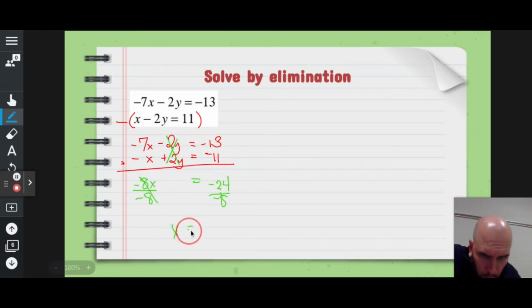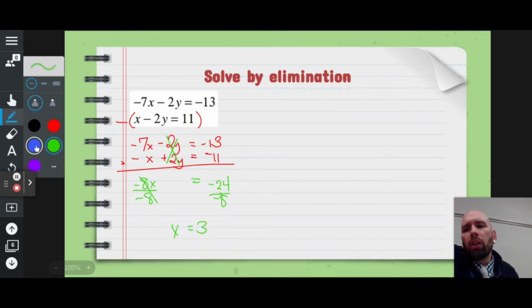And x equals 3. So now what I want to do is take this and plug it into any one of the equations to solve for y. It doesn't really matter. I'll plug it into the top one because it doesn't have as much schmutz.